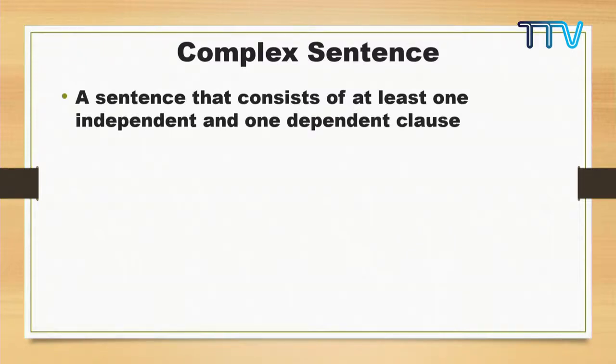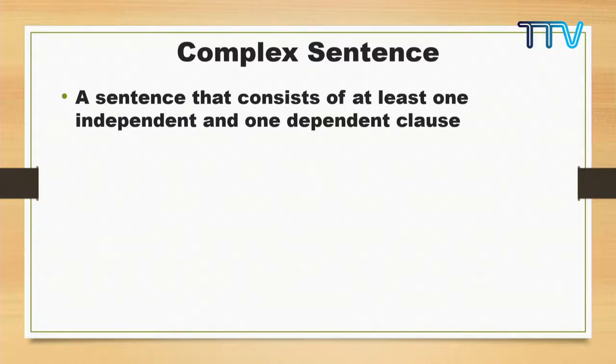Is it clear? Read the sentence again. A complex sentence is a sentence that consists of at least, I'm saying at least, that means it can have more than one. Okay? At least means minimum, right? You have to have one independent and one dependent clause. So at least one independent and one dependent clause. Does it make sense? All right.